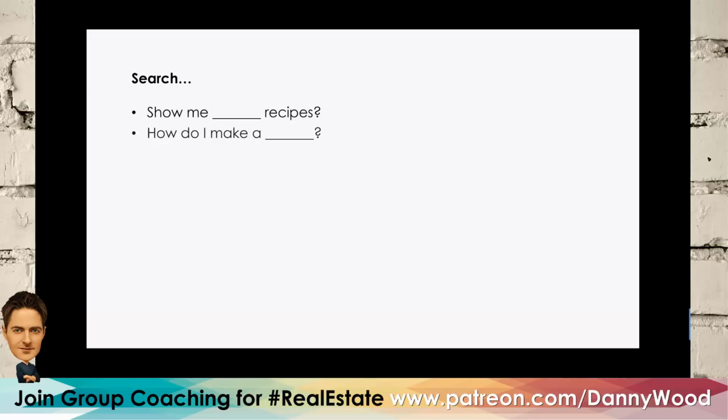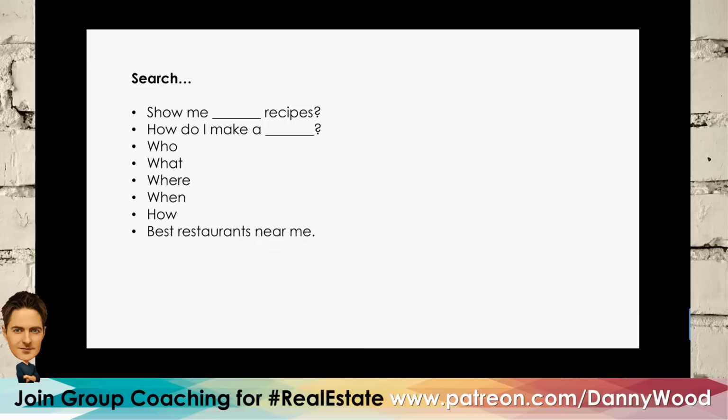You can also do it for searching. So you could say, show me recipes. How do I make whatever? It's unlimited. Who, what, where, when of anything you can think of. I'd say the funnest one is what's the net worth of any celebrity. So what's the net worth of, and my wife does that. She's addicted.